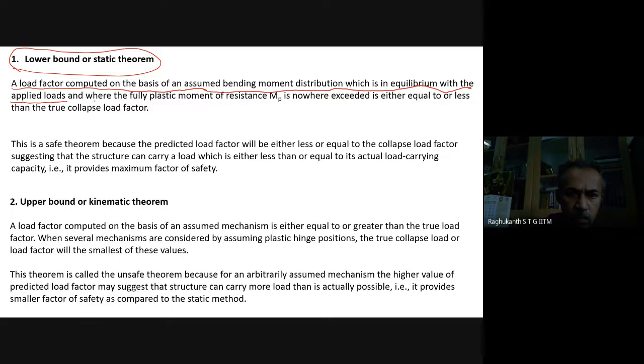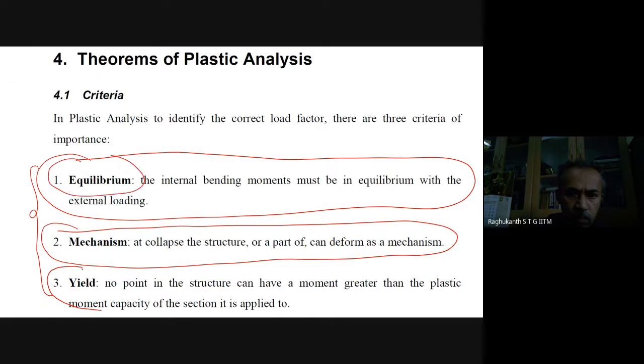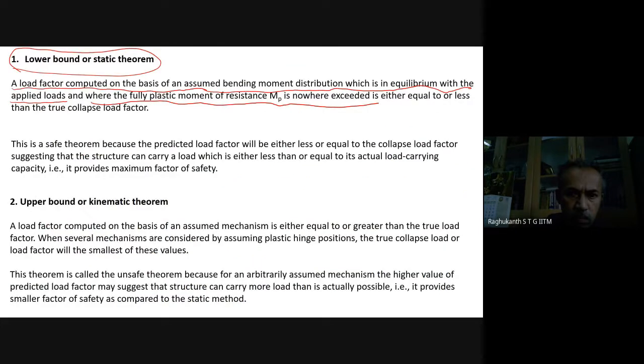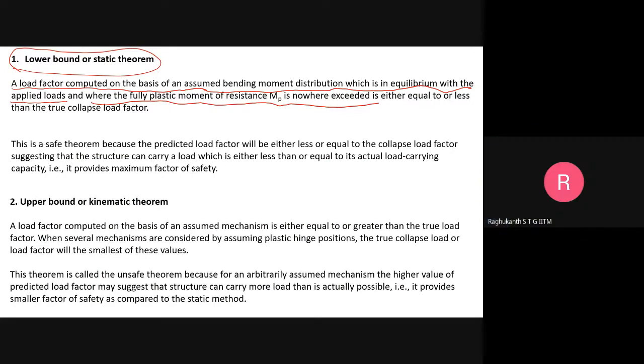And then what this theorem says, where the fully plastic moment of resistance is nowhere exceeded, is that you are satisfying these two conditions: equilibrium and yield. So if you obtain your plastic moment of resistance, Mp, by using the first condition and this one, the load factor you have obtained from this method is either equal to or less than the true collapse load factor.